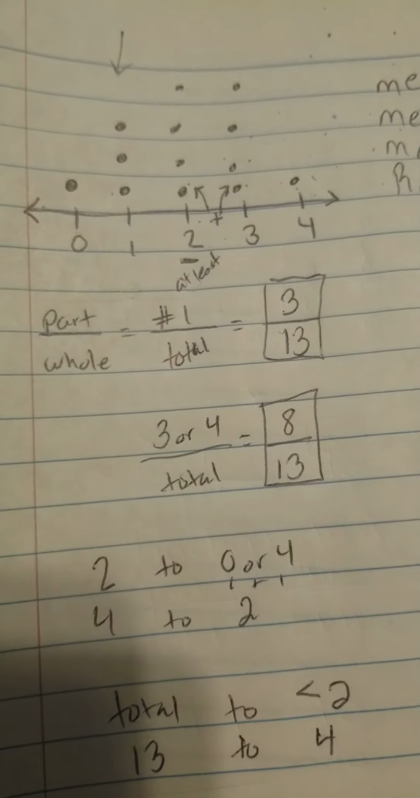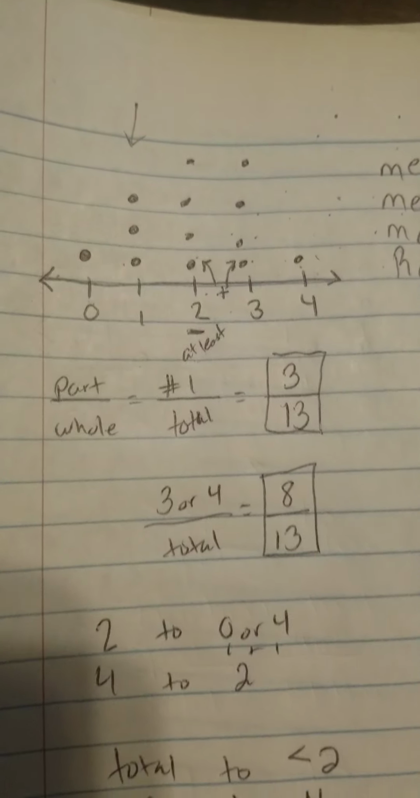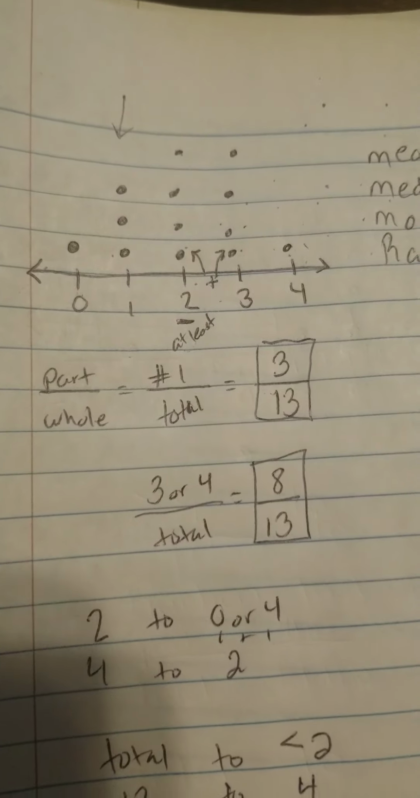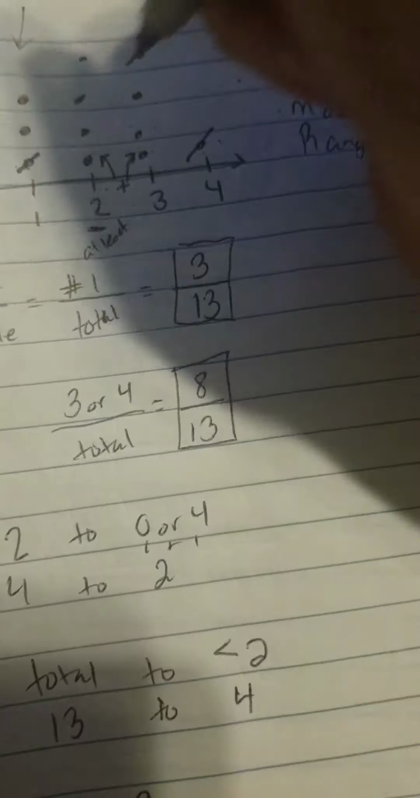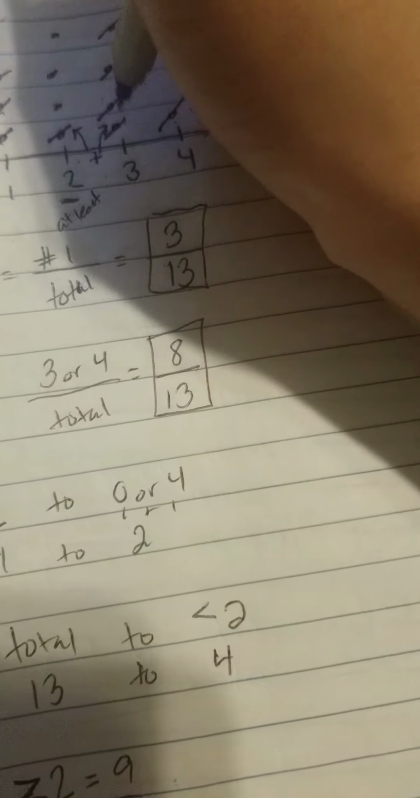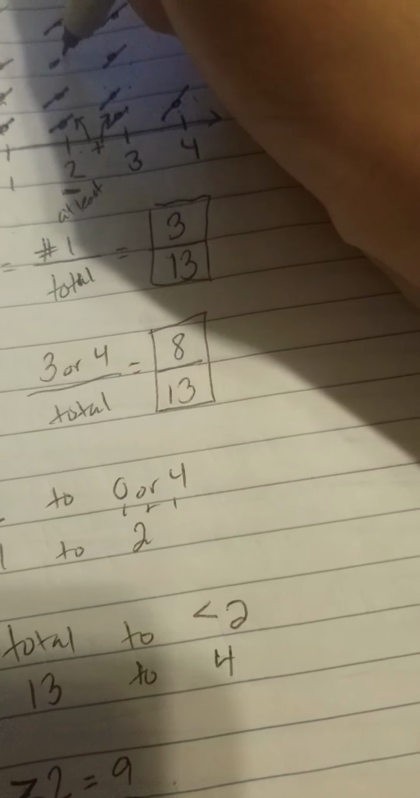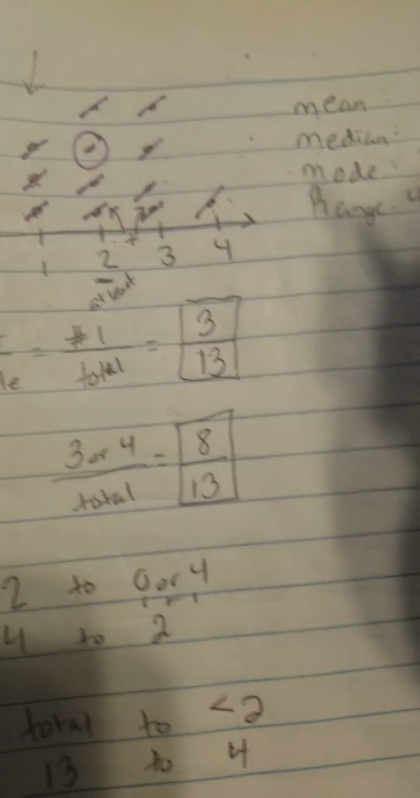So the median is the number in the middle. You can either take all of the numbers and line them all up and then count the number in the middle, or you can just mark out the lowest number, the highest number, lowest, highest, lowest, highest, lowest, highest, lowest, highest, and you're left with 2. So your median number is 2.